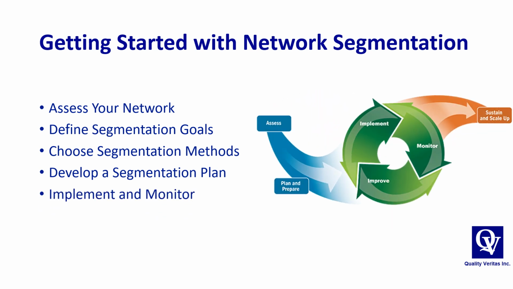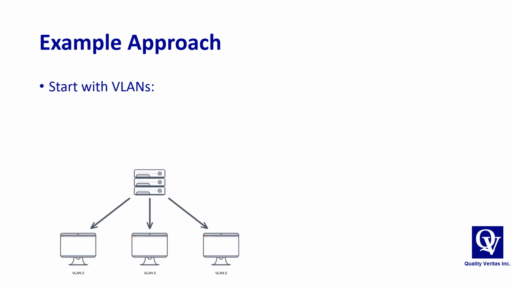Develop a segmentation plan. Create a detailed implementation plan, including steps for testing and validation. Make sure to address potential challenges and outline how you'll measure success. Finally, implement and monitor. Roll out the segmentation in phases, starting with less critical areas to test your approach. Continuously monitor the segmented network and make adjustments as needed to ensure optimal performance and security.